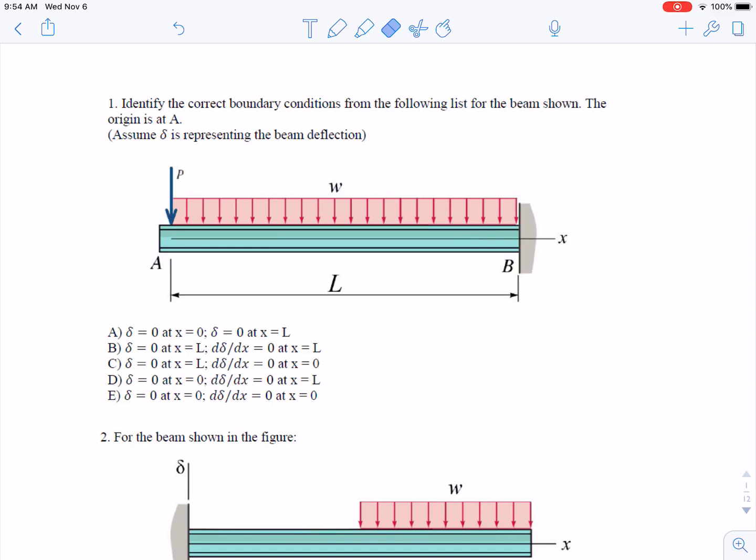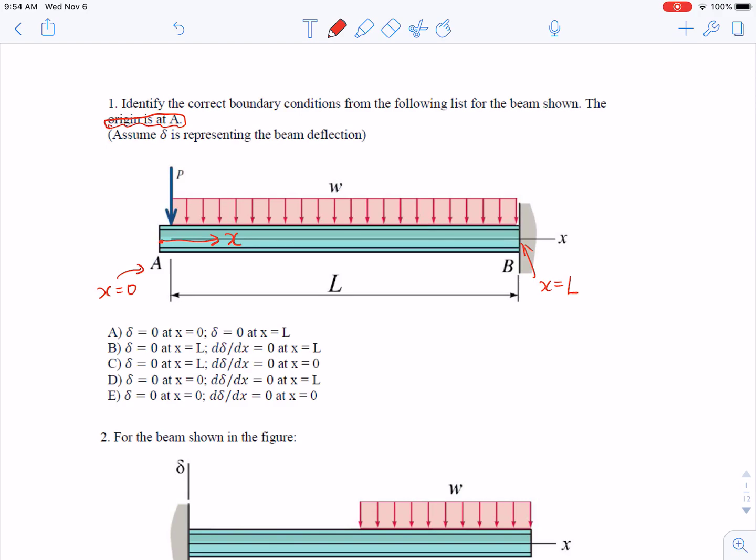Oh, the origin is at A. So this is a key point. Right? The origin is at A. What does that mean? This means your x starts from here. Right? This is your x. And at point A, x equals 0. And at point B, x equals L.